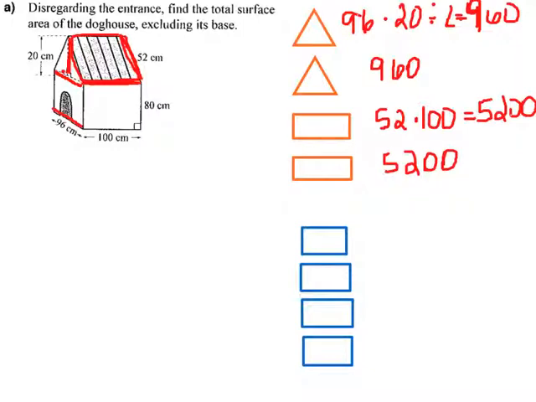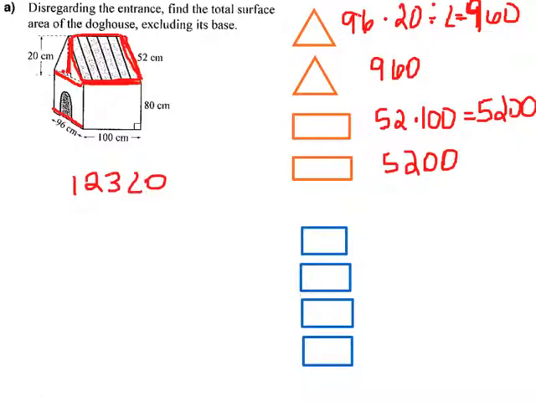Now using your calculator, if you add 960, 960, 5200, 5200 together, for the top part, for the roof, you will receive a total surface area of 12,320.